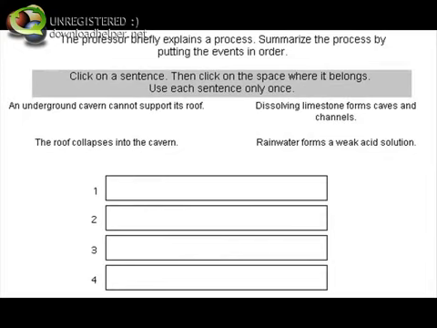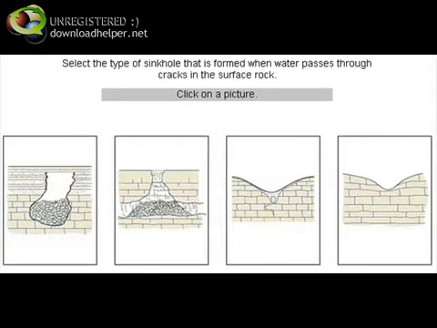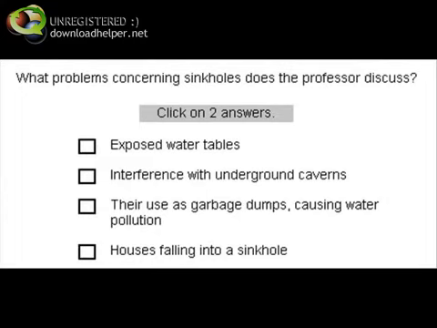The professor briefly explains a process. Summarize the process by putting the events in order. Select the picture that shows a collapse sinkhole. Select the type of sinkhole that is formed when water passes through cracks in the surface rock. What problems concerning sinkholes does the professor discuss?